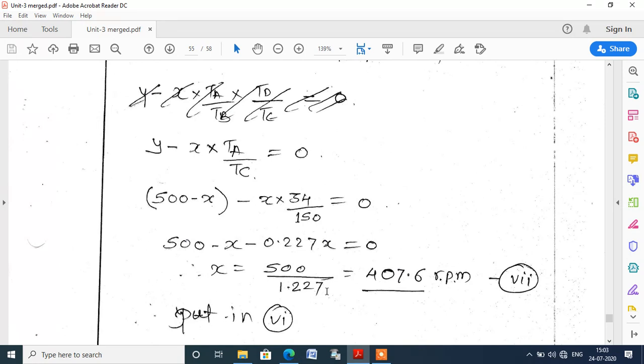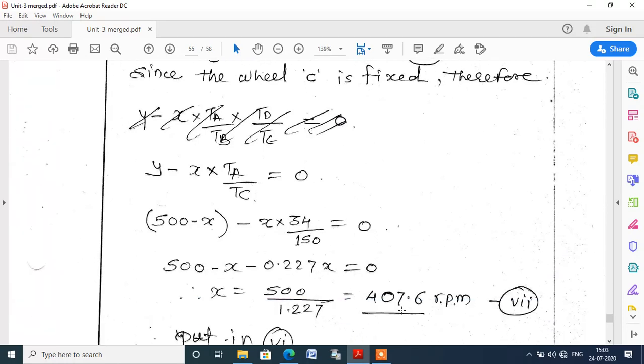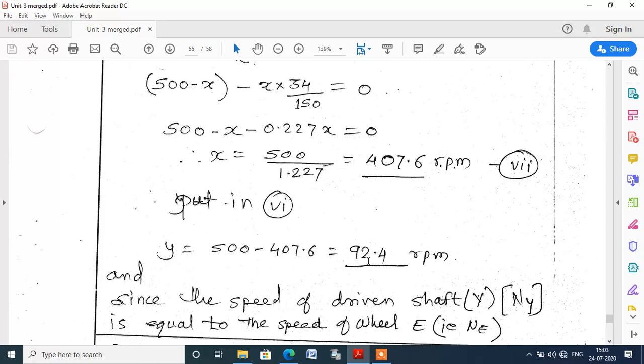Now we got x. So put this value of x in equation number 6, and we will get y. So y equals 500 minus 407.6. We will get y equal to 92.0.